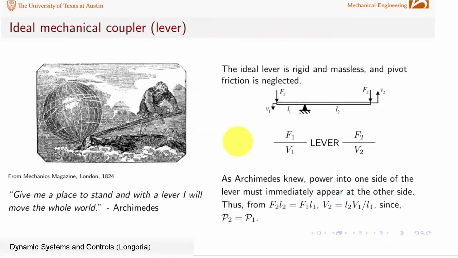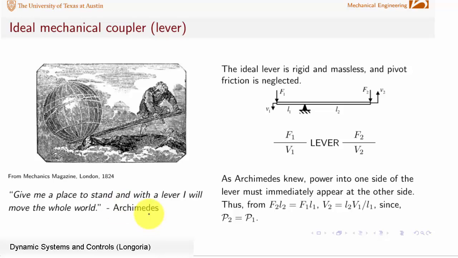Let's look at some examples, starting off with the simplest one, the ideal mechanical coupler being a lever. And I like this little figure of Archimedes showing, in one of his well-known quotes, "Give me a place to stand, and with a lever I will move the world."